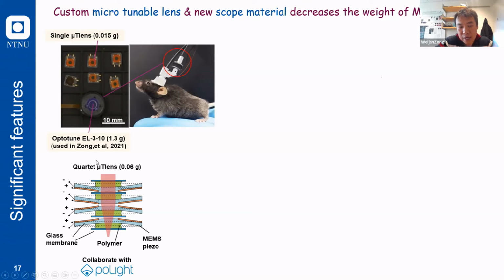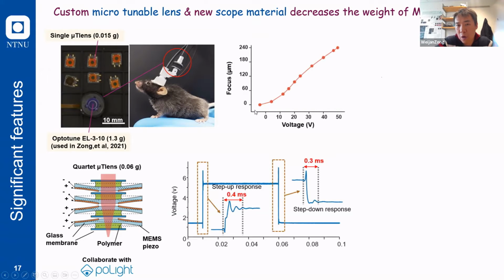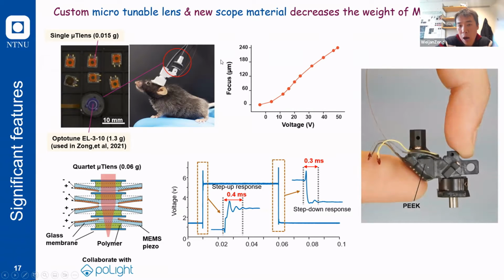This collective micro T lens also only weighs 60 milligrams, which gives you a focal range of 240 microns with a response time of less than 0.3 milliseconds. On the other hand, we also replaced the material from aluminum to an industrial-grade plastic called PEEK, which has a similar accuracy to aluminum. With these two strategies, we decreased the weight of the miniscope to 2.4 grams.